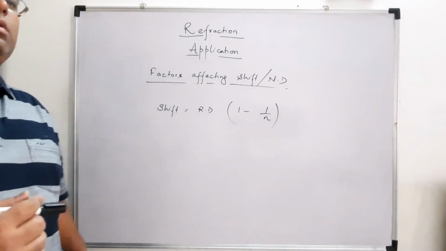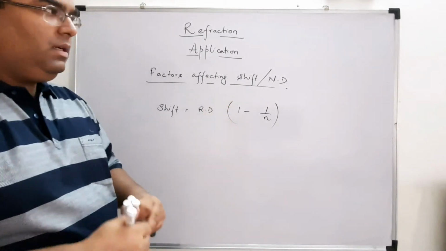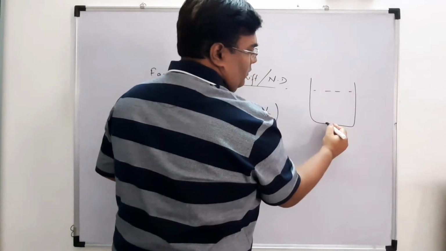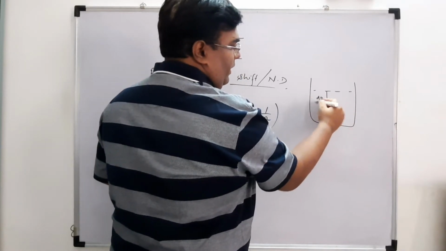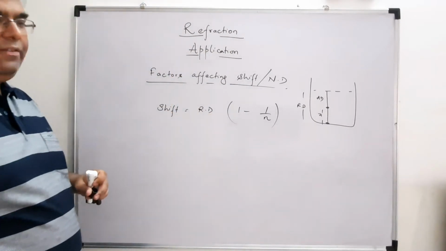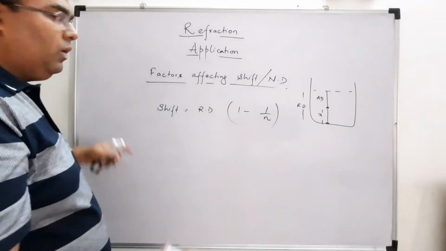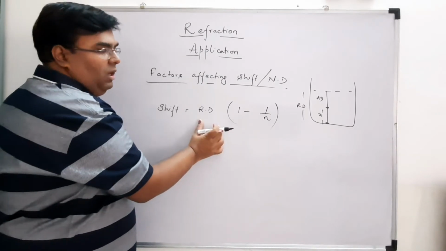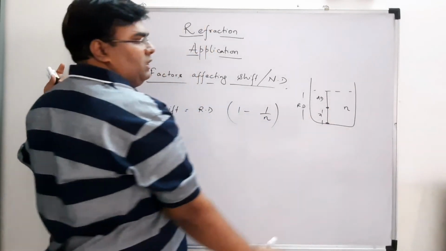Now we will learn about the shift. Shift means our normal displacement. This is my apparent depth, this is my real depth, and this is my shift. How is that shift dependent on other factors? What all factors will affect my shift? We know the formula. Shift is equal to real depth into 1 minus 1 upon n, where n is the refractive index of this medium.